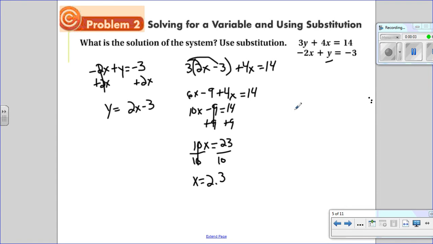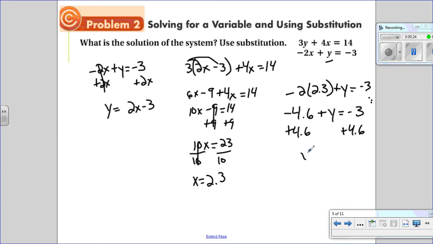And then if you take x and plug it into the equation that we didn't use, we take negative 2 times 2.3, and we get negative 4.6 plus y equals negative 3. Add 4.6 to both sides, and you get y equals 1.6. So our solution, therefore, is 2.3, 1.6. Now, right away, we don't often get decimals. It doesn't feel like the right answer. We'll go ahead and check.